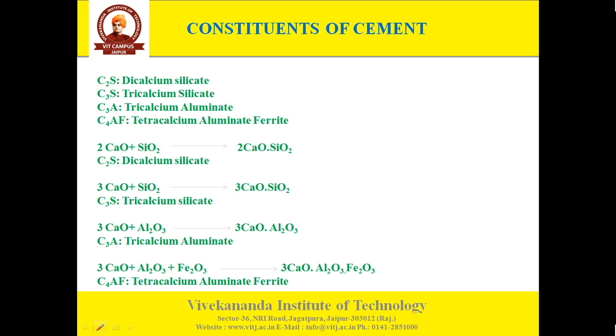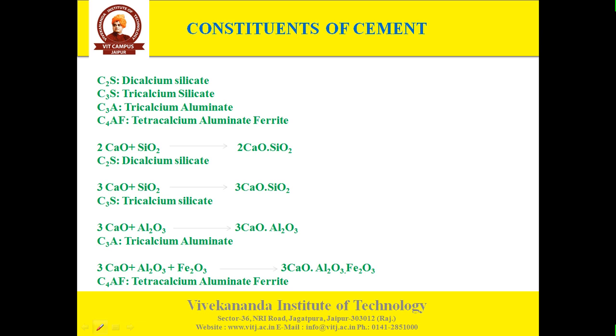How are they formed, and in what proportion? When two calcium oxides react with one silica, 2CaO.SiO2 is formed, known as dicalcium silicate. Similarly for C3S, when we take three calcium oxide molecules with one silica, C3S is formed: thrice calcium oxide dot SiO2.